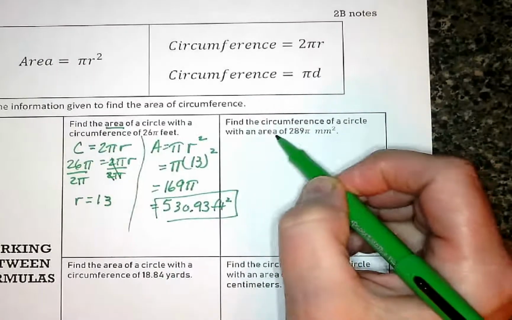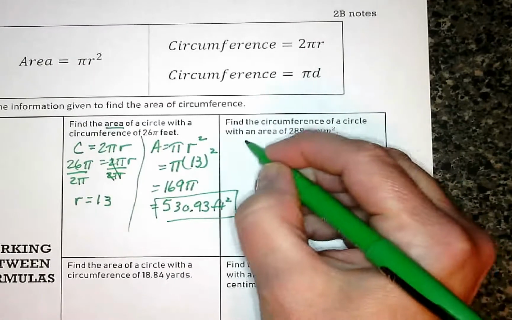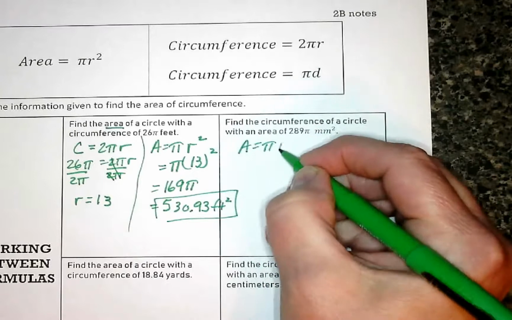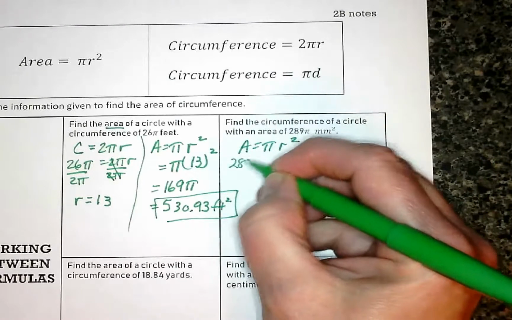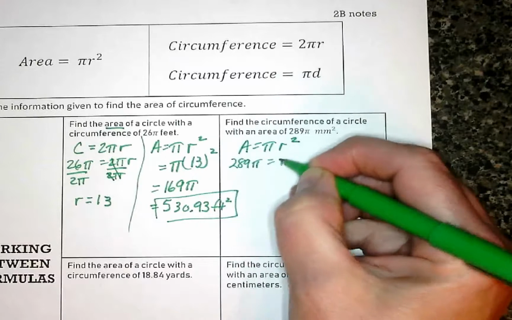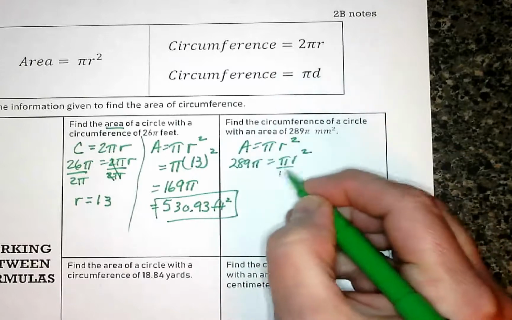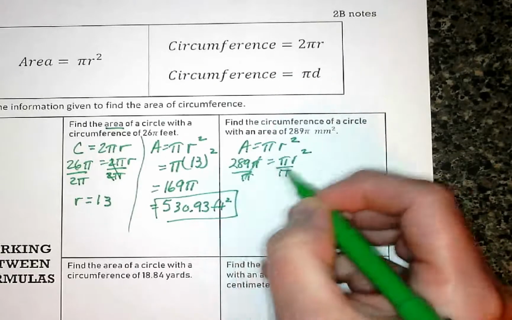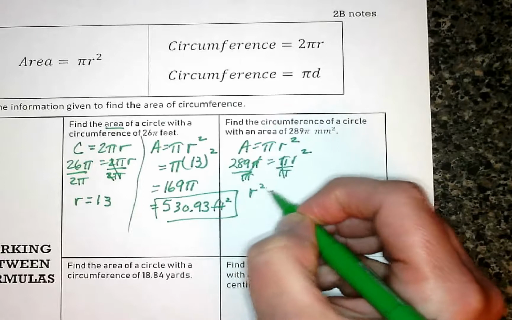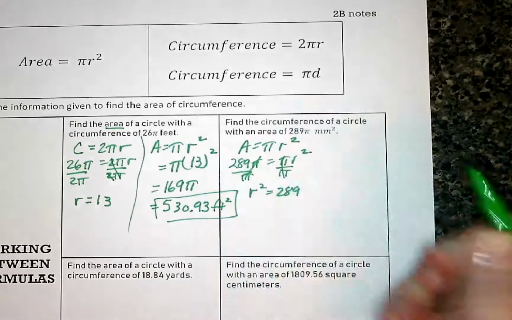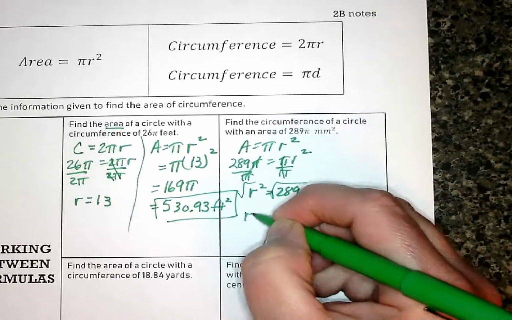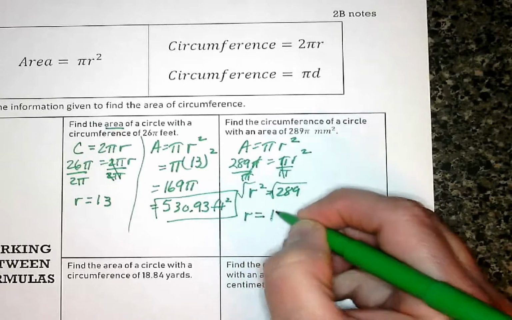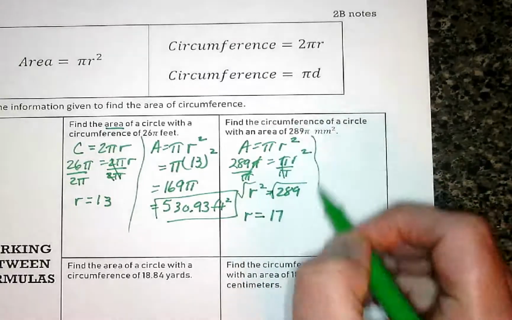Find the circumference of a circle if I know the area. So the area formula is pi r squared. I'm going to fill in the A with the 289 pi. I'm going to divide by pi. So r squared equals 289. If I square root both sides, the radius of my circle is going to be 17.